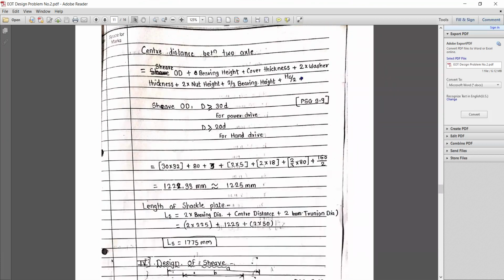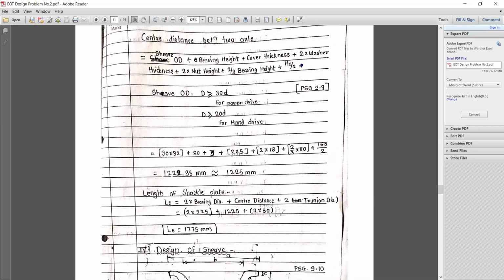Now the center distance between two axles. While calculating the center distance, we have to consider lots of things. First of all, sheave outer diameter plus bearing height plus cover thickness plus twice inner washer thickness plus twice nut thickness plus 2/3 bearing height plus crosspiece height, half of the crosspiece height.